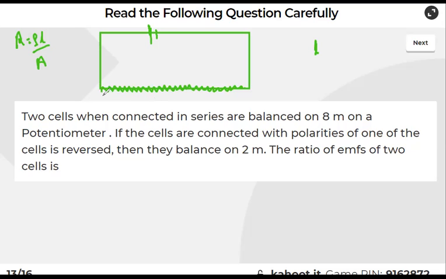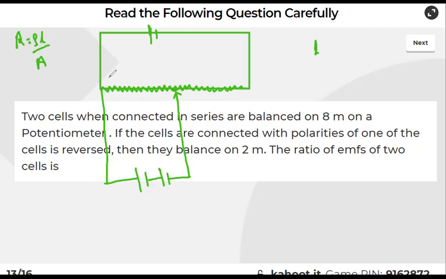Now think about it. According to this, when two cells are connected in series, they are balanced on 8 meter on a potentiometer. So यहाँ पे मैंने क्या किया? दो सेल को सीरीज में कनेक्ट कर दिया, राइट? ऐसे कनेक्ट करो, कैसे भी कनेक्ट करो, doesn't matter. I'll just connect it like this, ठीक है? So it is connected in series and this is the neutral point. समझ में आया? हम लोग उसको देखेंगे, पहले क्वेश्चन समझो। ये समझ में आया सबको?